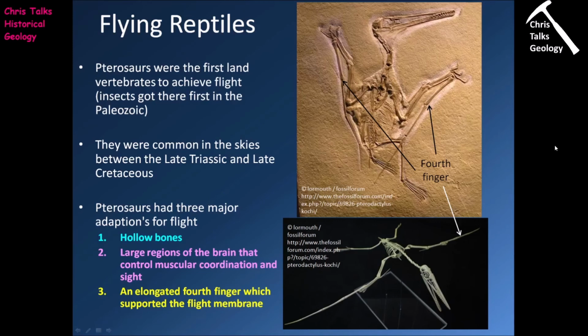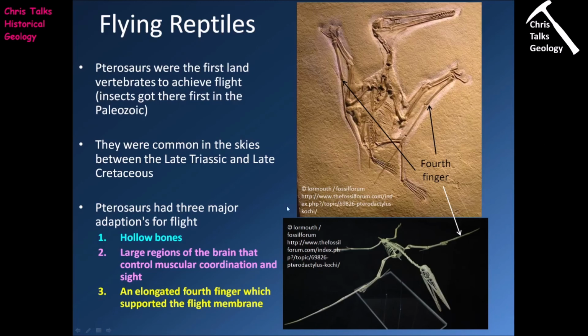So the pterosaurs were common in the skies of the Mesozoic between the late Triassic and the late Cretaceous. They were a very successful group. So pterosaurs had three major adaptations which allowed them to fly.